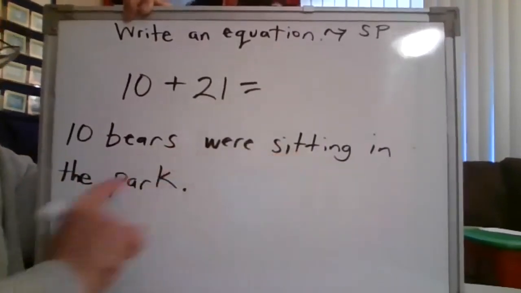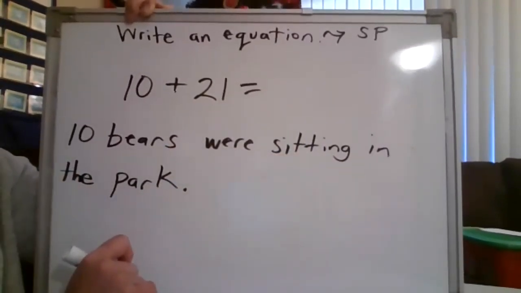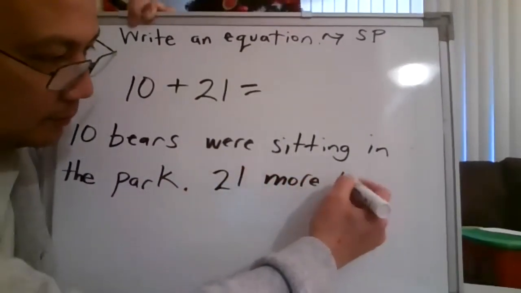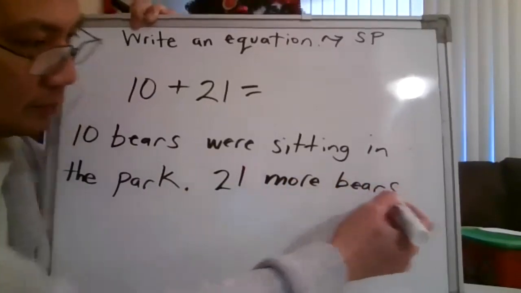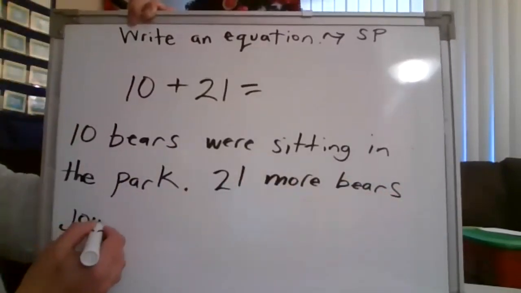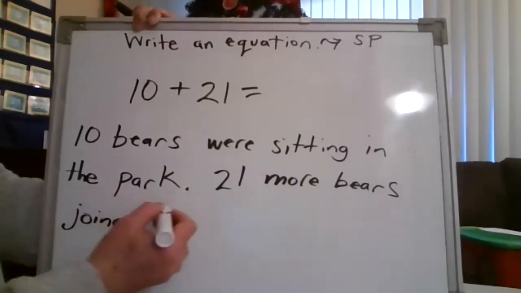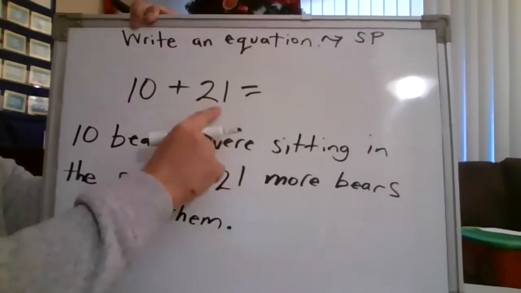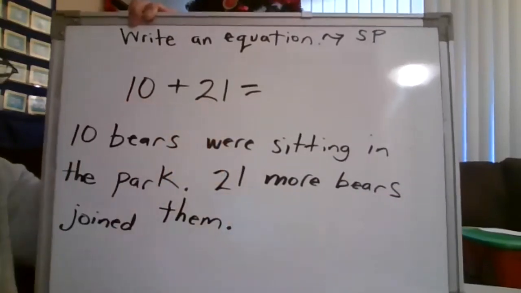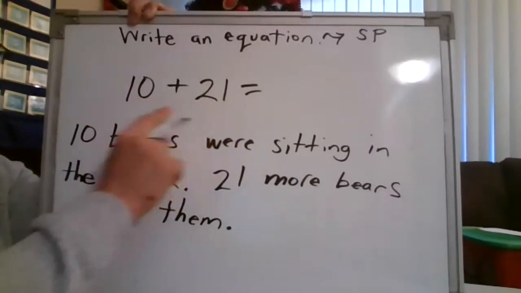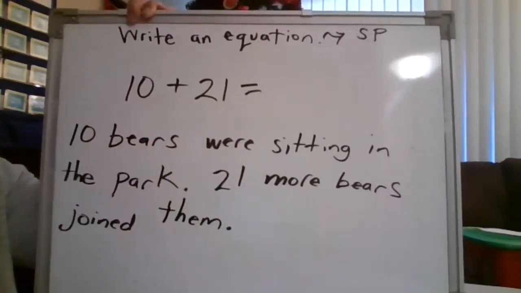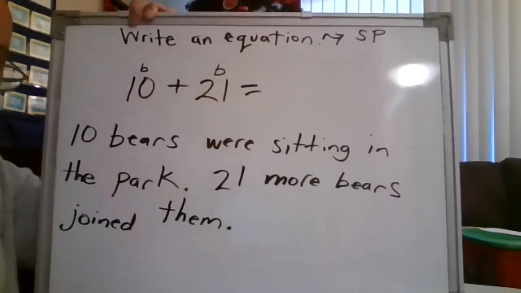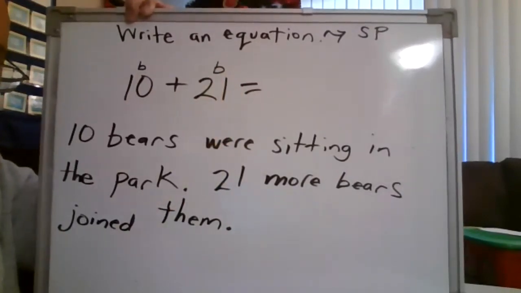10 bears were sitting in the park. 21 more bears joined them. These are the same values. These are both numbers and they're both bears. 10 bears and then 21 bears.